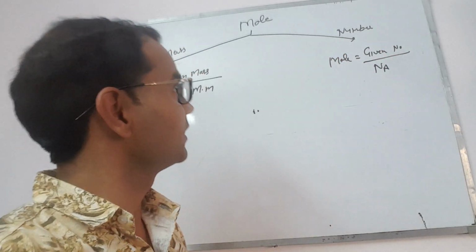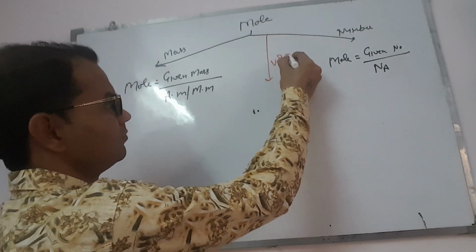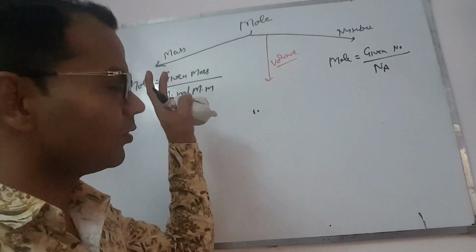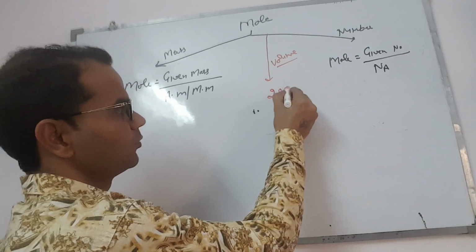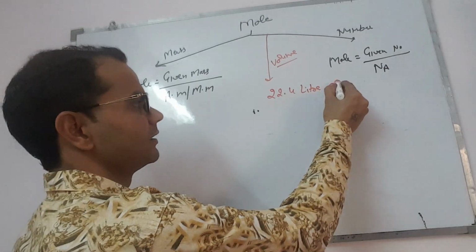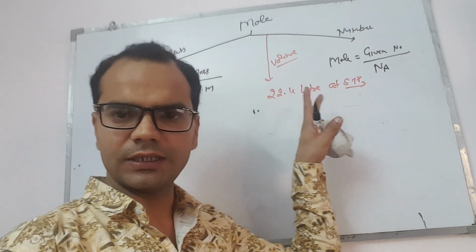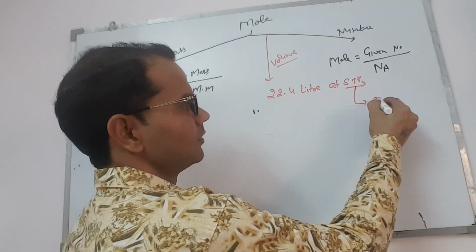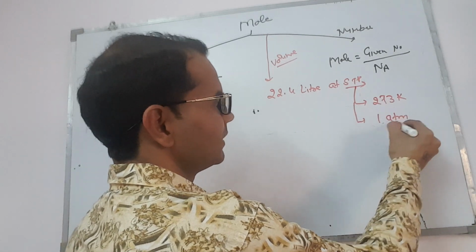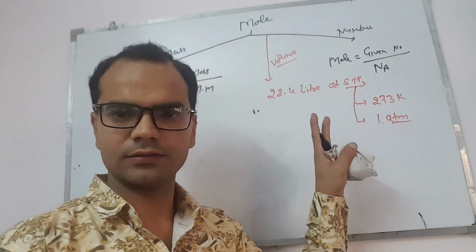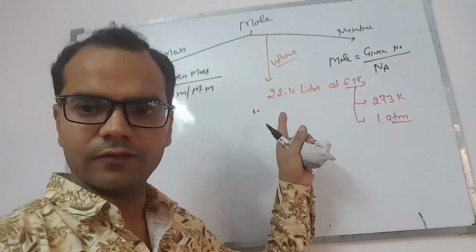Now we are going to describe mole in terms of volume. 1 mole of any gas occupies 22.4 liter at STP. STP represents standard temperature and pressure, that is 273 Kelvin temperature and 1 atmospheric pressure. Simple. We can develop a basic formula again with one question.